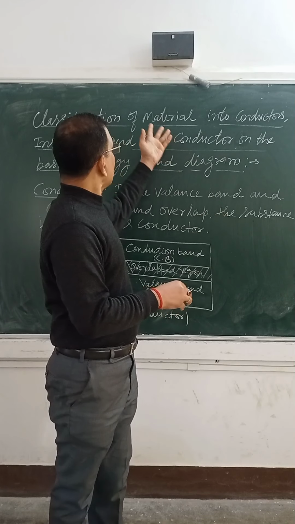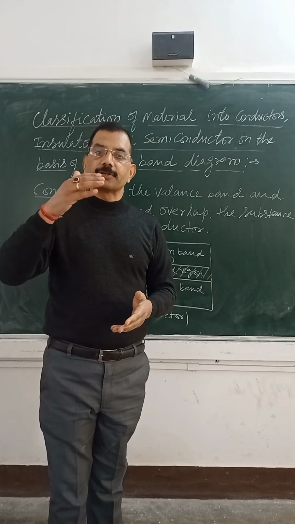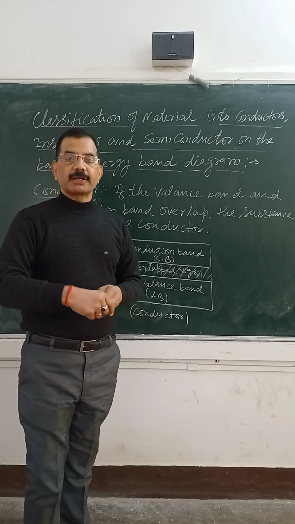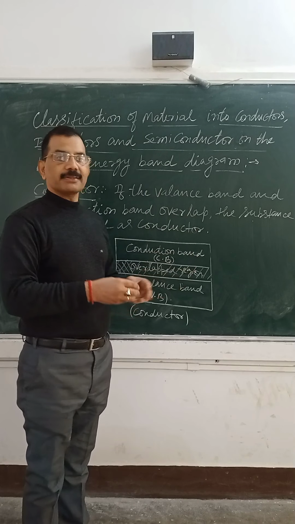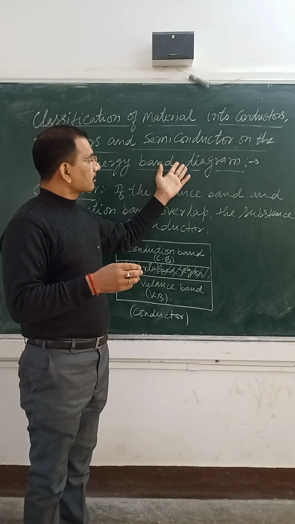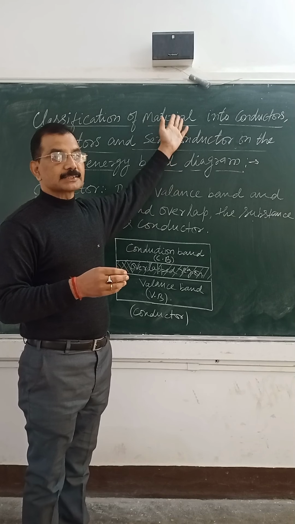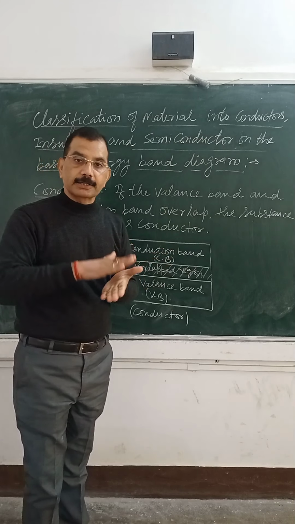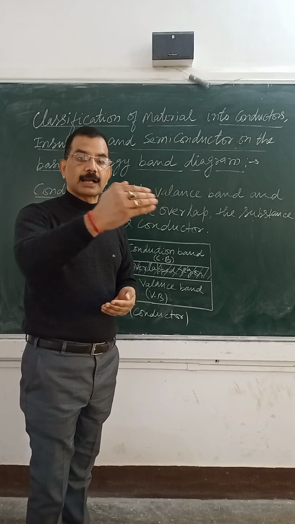Actually, conductor and insulator can also be classified on the basis of the number of free electrons. In conductors, the number of free electrons is more. In insulators, the number of free electrons is less. And semiconductors are those materials in which the number of free electrons is less than the conductor but more than the insulator. It means the conductivity of a semiconductor is intermediate between conductor and insulator.